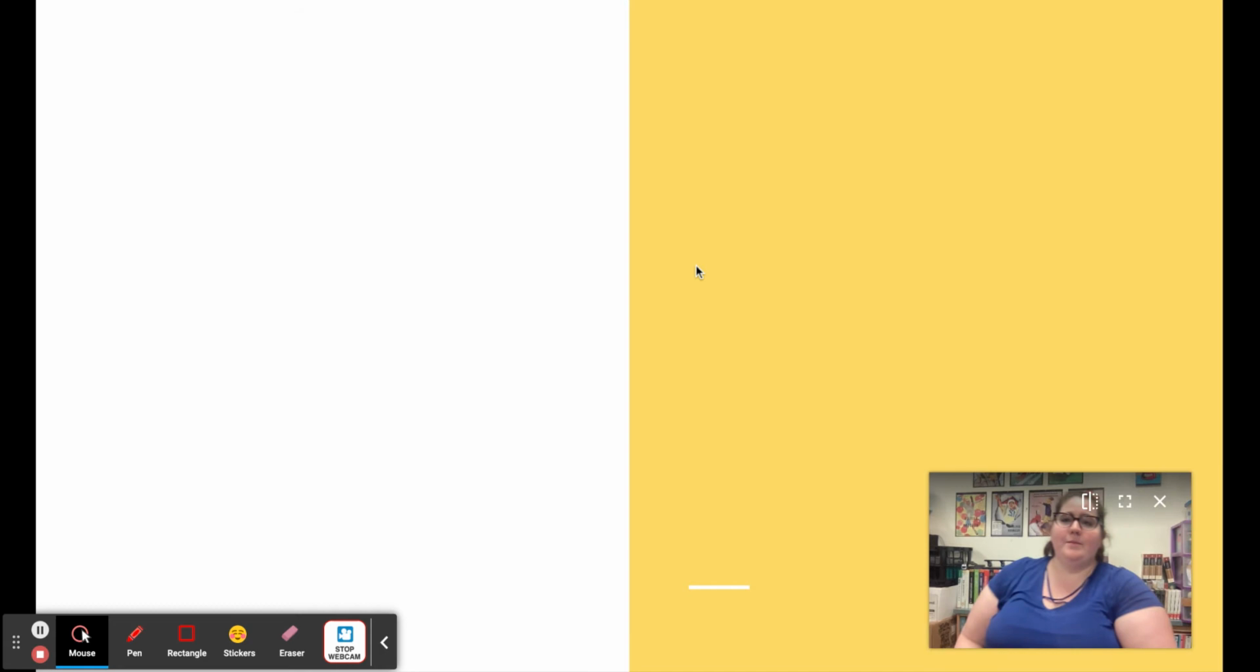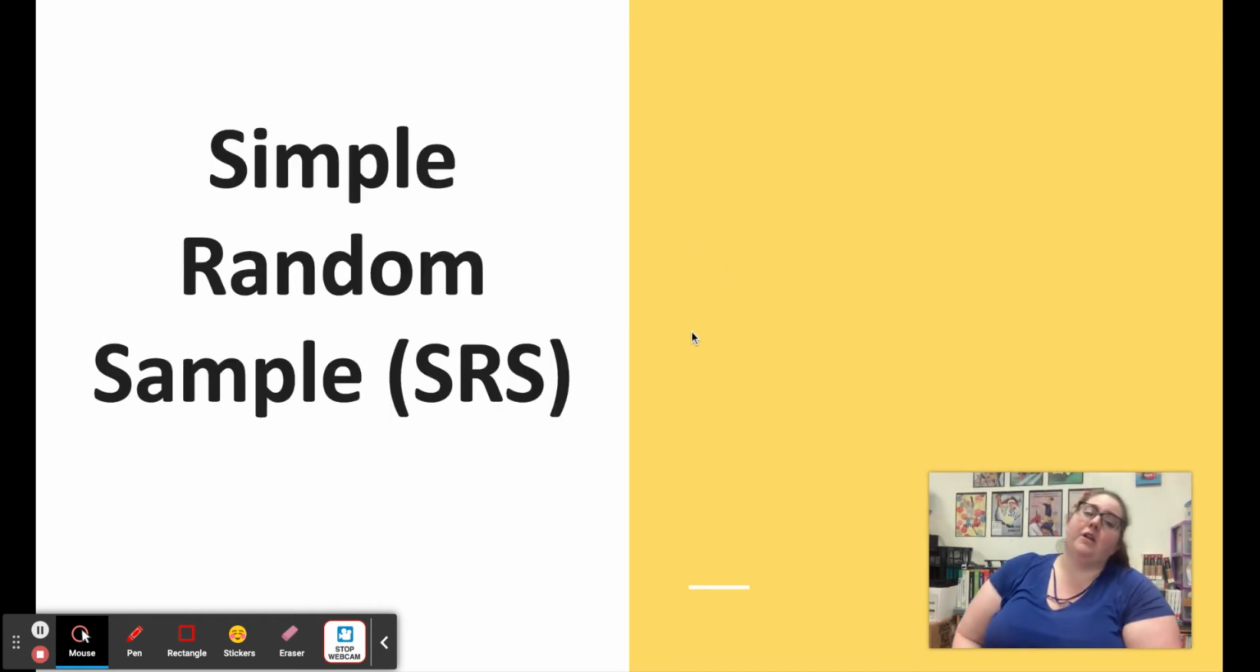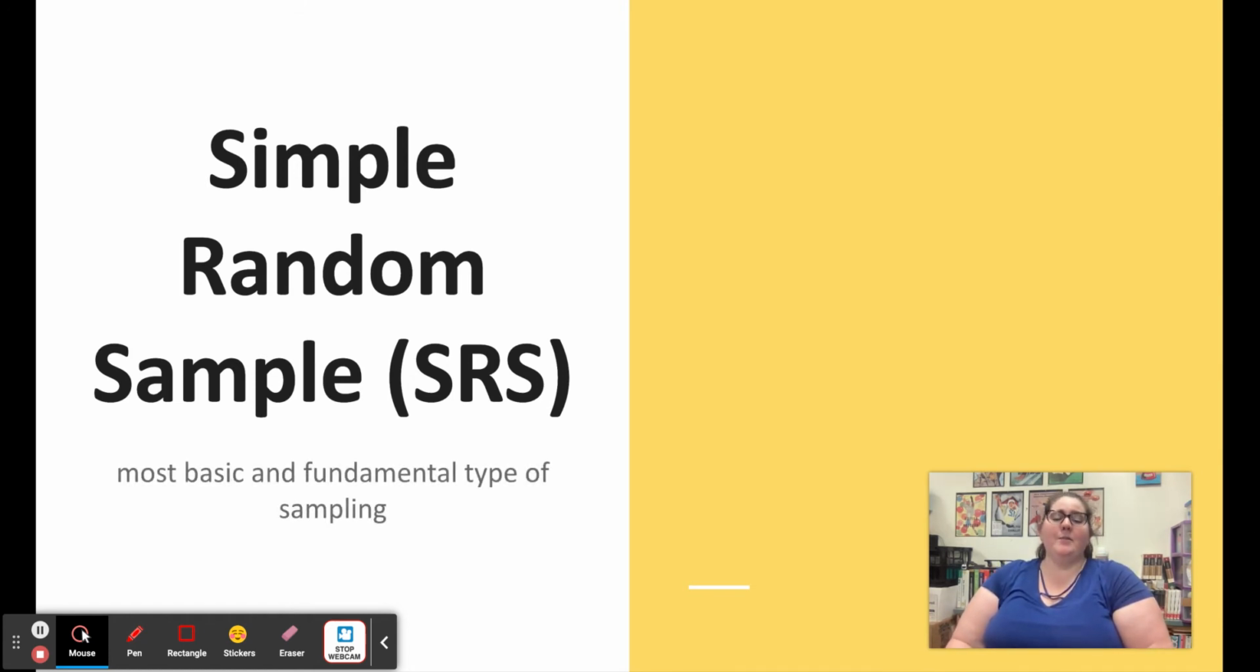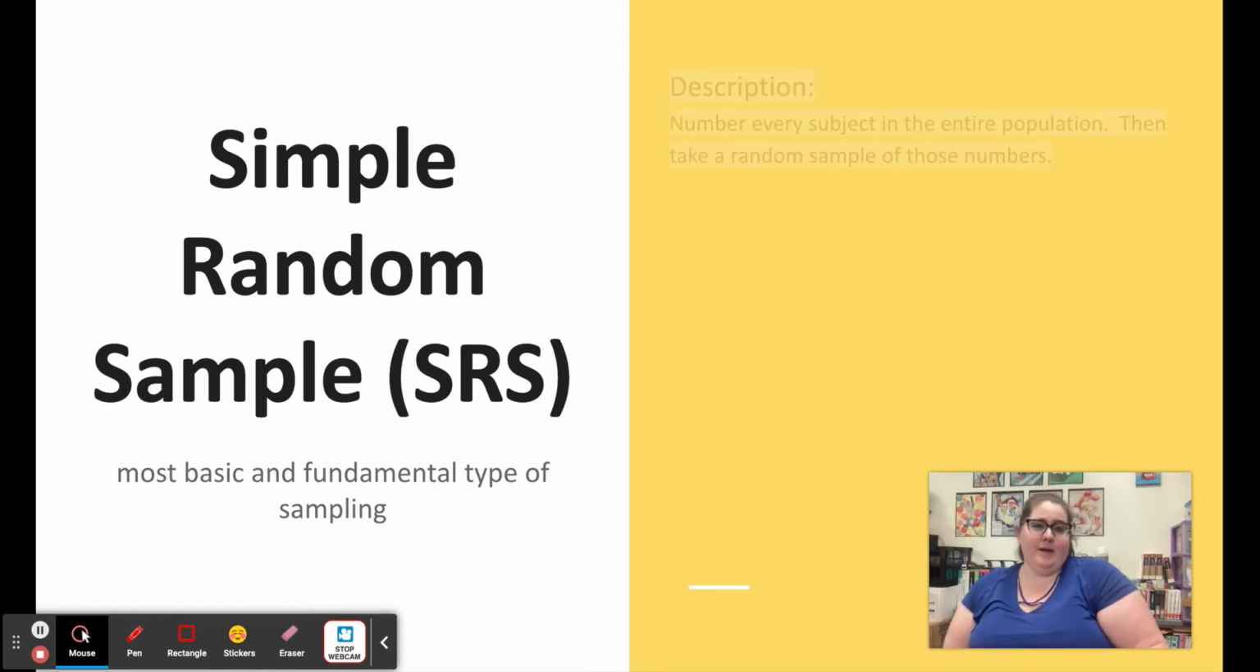So when we talk about random samples, there are a few different methods that we can use to take a random sample. The first one is what we call a simple random sample, or SRS, as we usually abbreviate it. SRS is the simplest, most straightforward way to take a random sample. That doesn't mean it's always easy. Sometimes it takes a while, but it's the simplest process that we have. It's the most basic, most fundamental. It starts us out, and every other random sampling method is built off of this idea of a simple random sample.